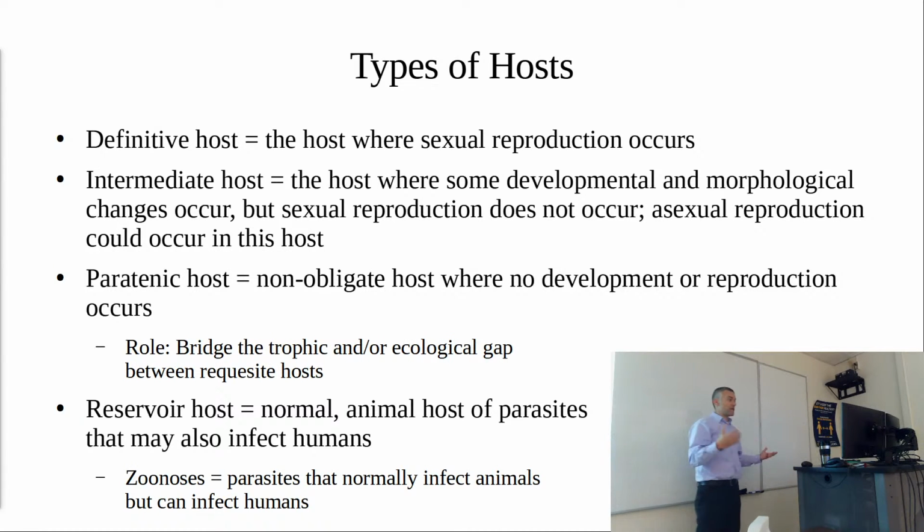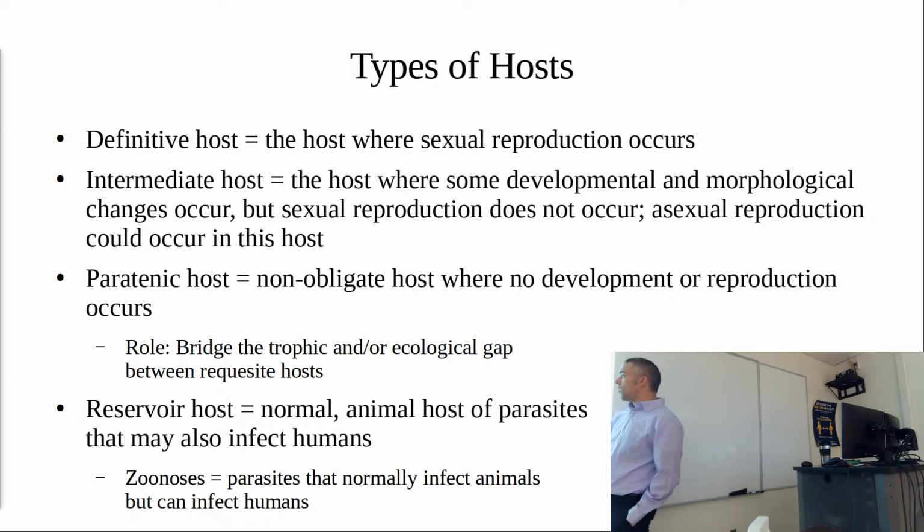A trophic gap is a situation where we have a required host that is not the prey item of our definitive host. How do you get the parasite between them? Well, if that smaller host gets consumed by a paratenic host, and then the paratenic host gets consumed by the definitive host, hey, now we've just completed our life cycle.